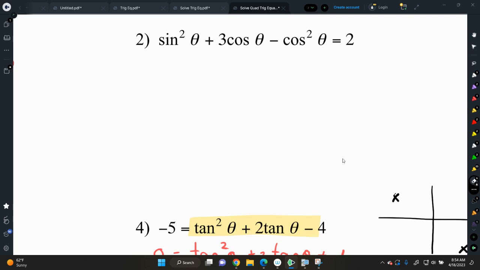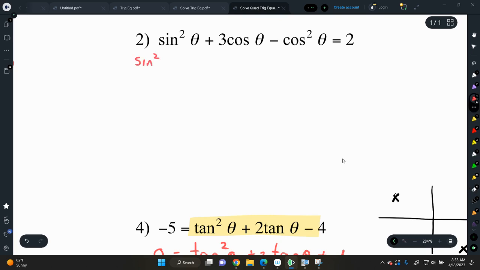Okay, so what was our first step here? Bring the 2 over, yes. Good, let's bring the 2 over. So we have sine squared plus 3 cosine minus cosine squared minus 2.